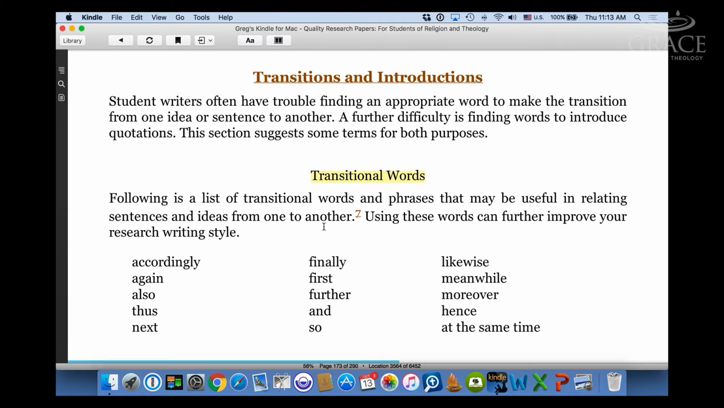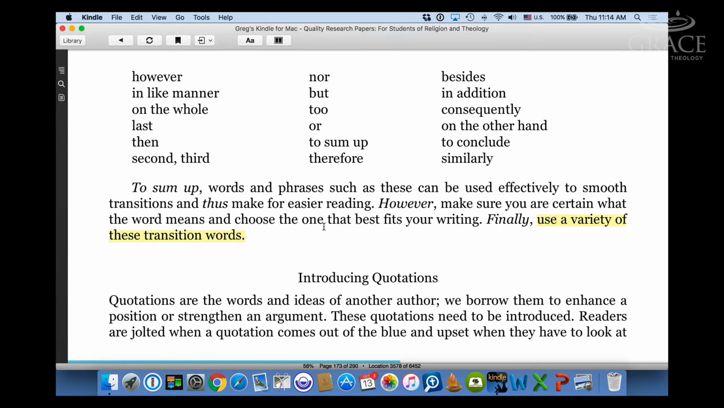Vhymeister and Robertson present here a list of transitional words. And so this is just a list of words that you could use to transition from, say, one sentence to the next, one paragraph to the next. So kind of take this as a reference chart, if you will.